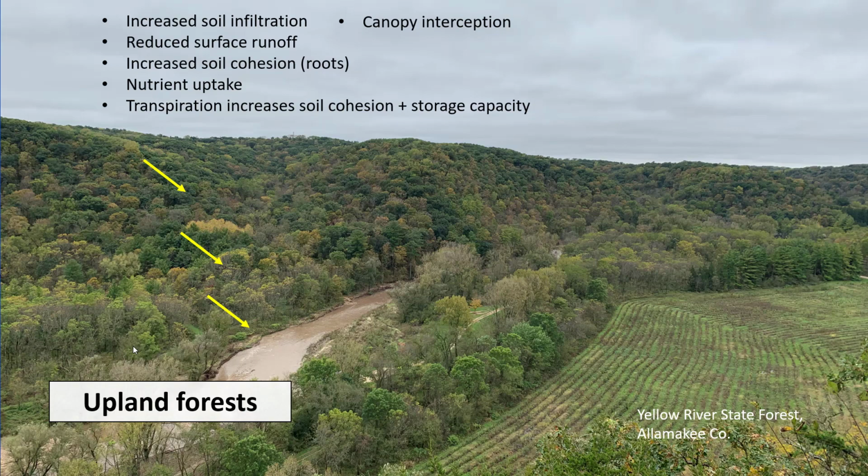So upland forests do an amazing job of slowing the flow, allowing water to go slowly to our streams, and increasing the storage capacity of the soil for precipitation events, binding soil together, all kinds of great stuff. And again, a lot of these concepts can be transferred to the urban setting, like we'll see.